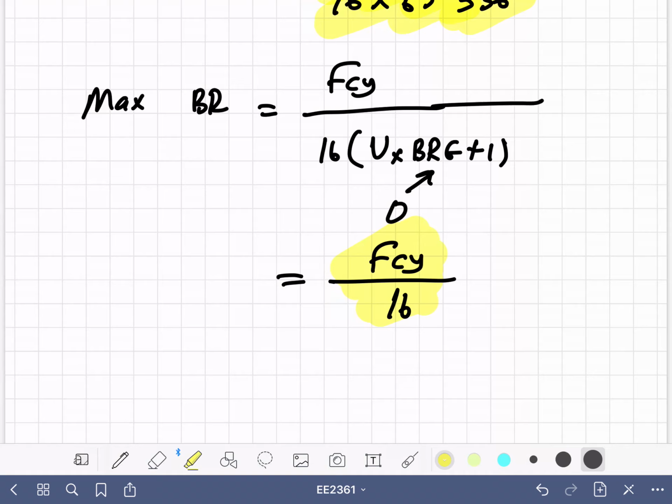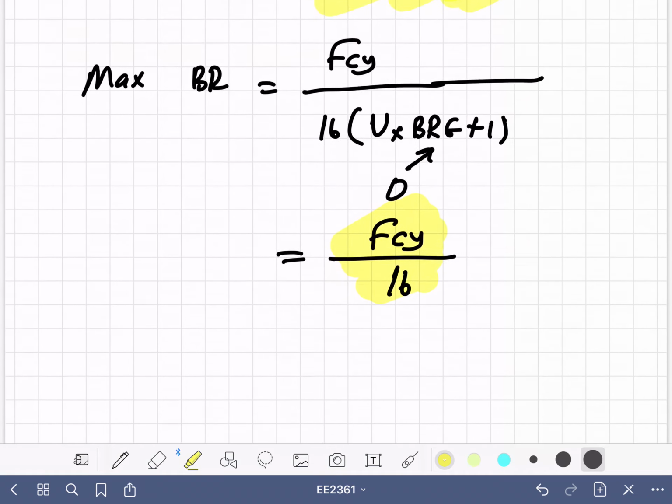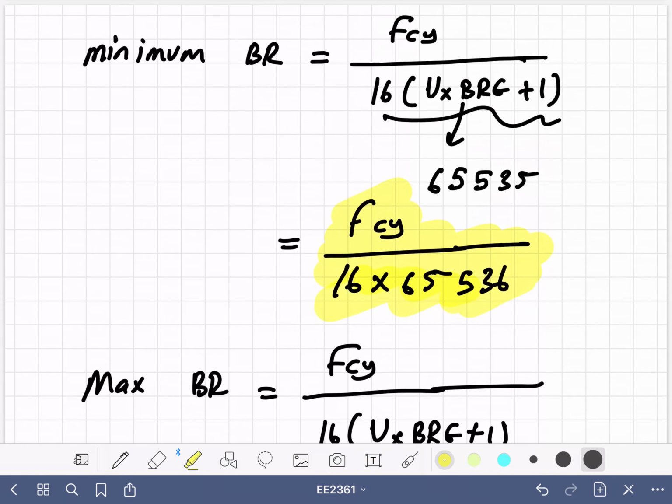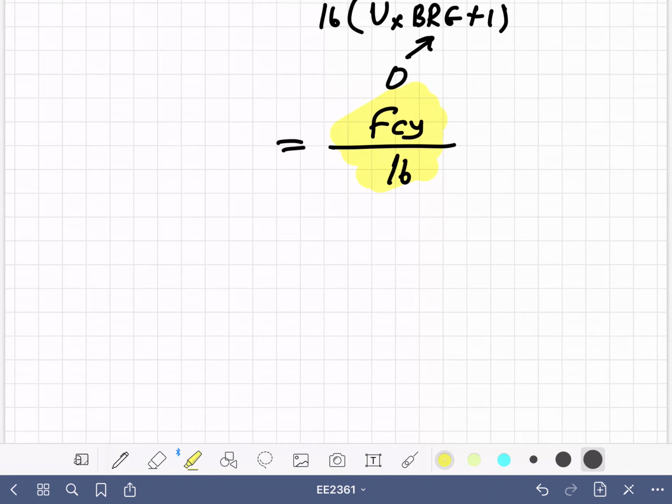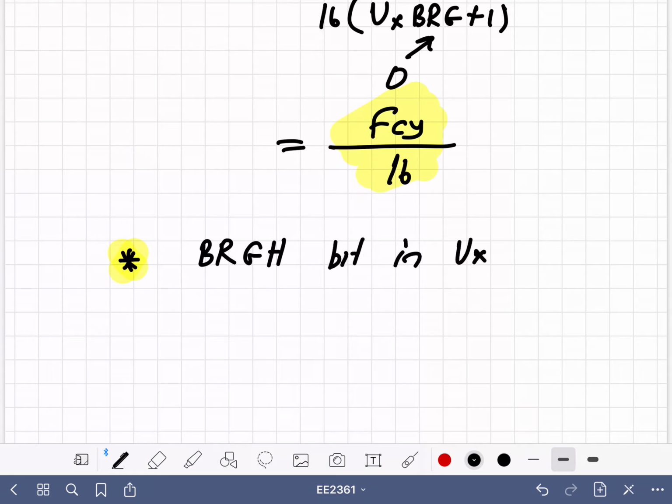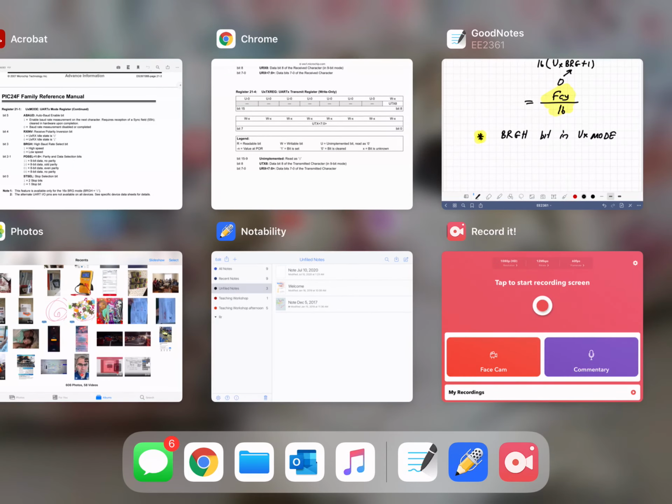Okay, and that's these two formulas that help you figure out the minimum and maximum baud rates. When we talked about the registers, in the UxMODE control register for UART, there was a one-bit BRGH bit. Let's talk about that. So the BRGH bit in the UxMODE control register. Again, we can just very quickly go there and see it.